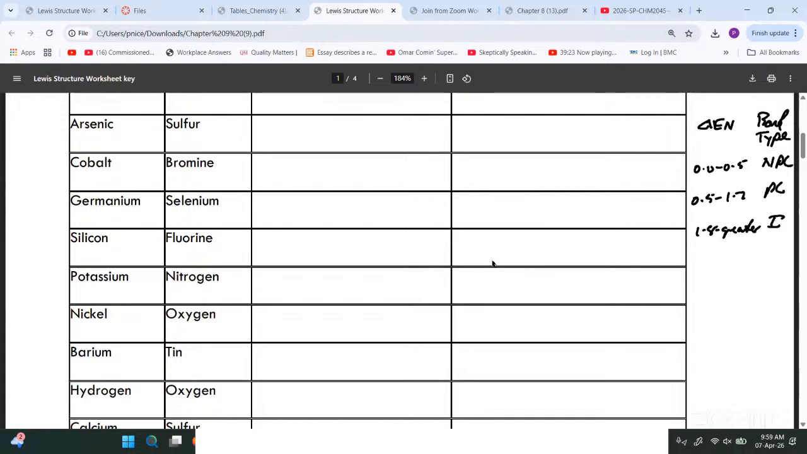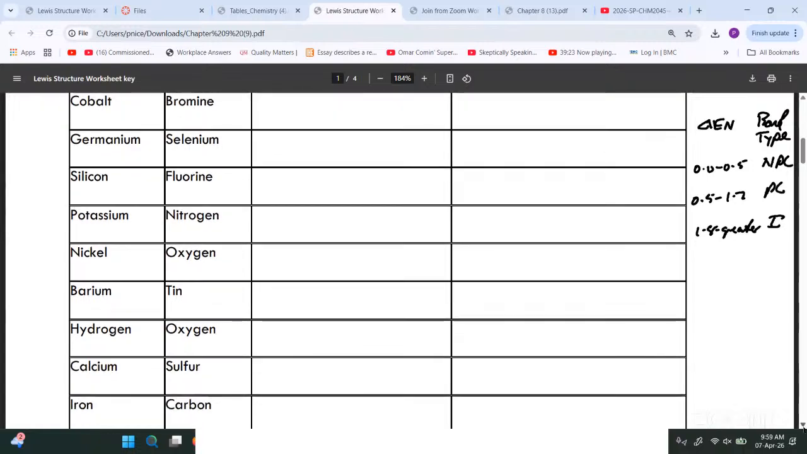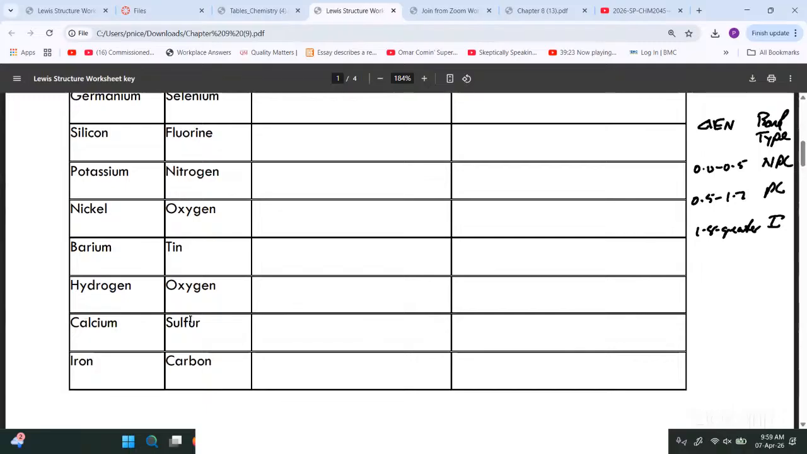Hydrogen and oxygen. Calcium, sulfur, iron, carbon.